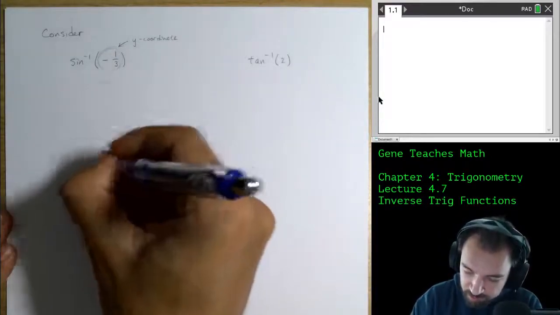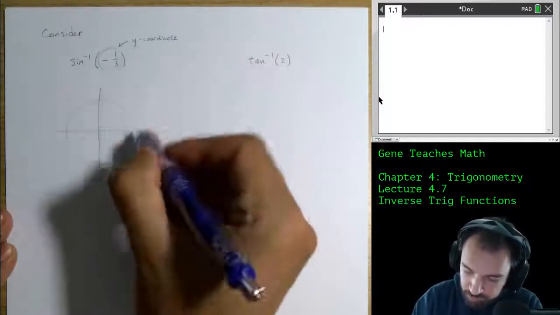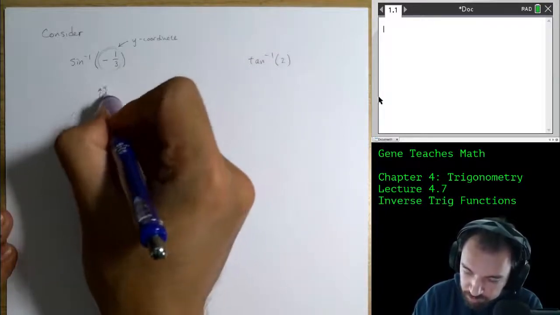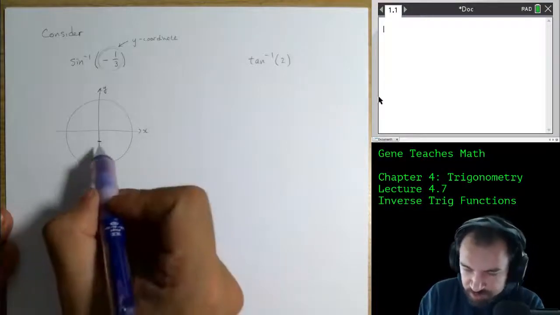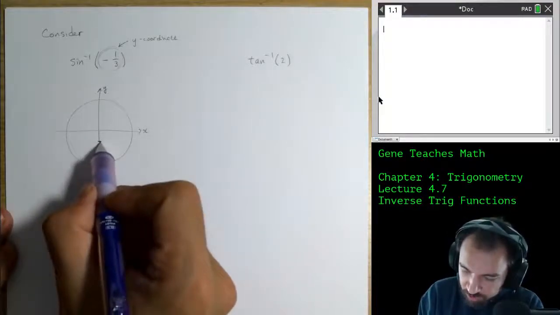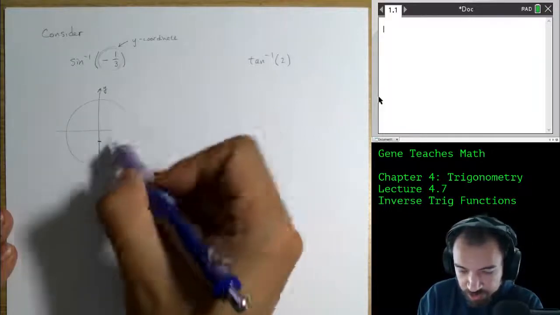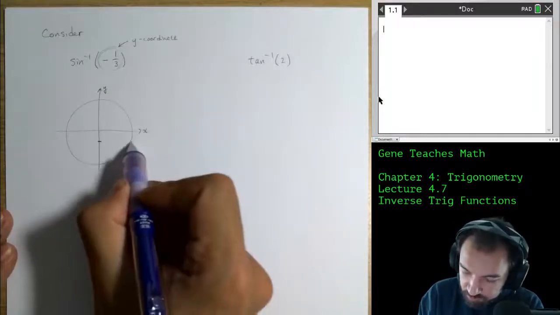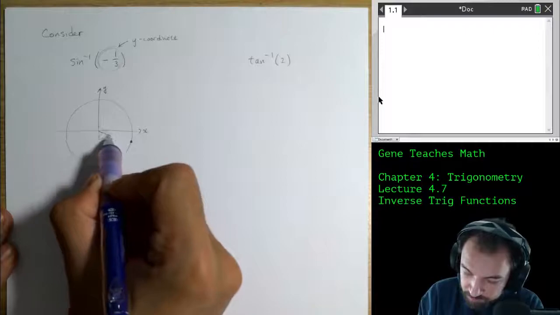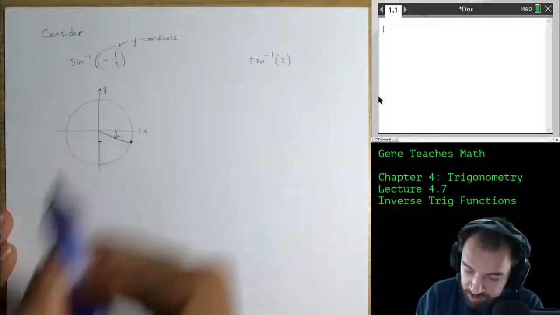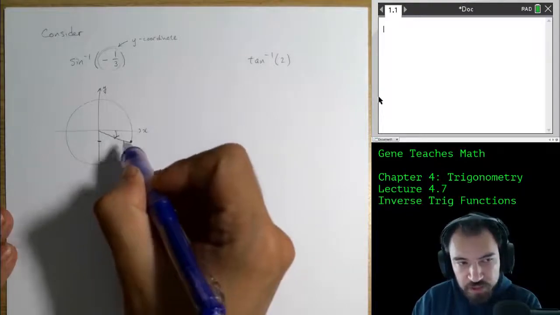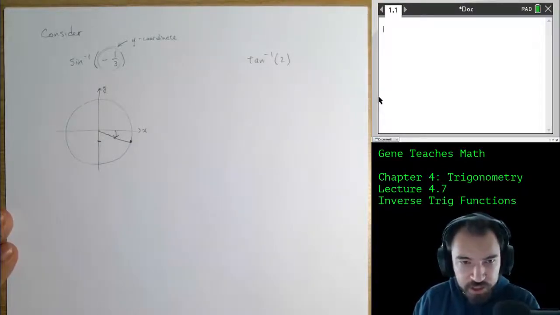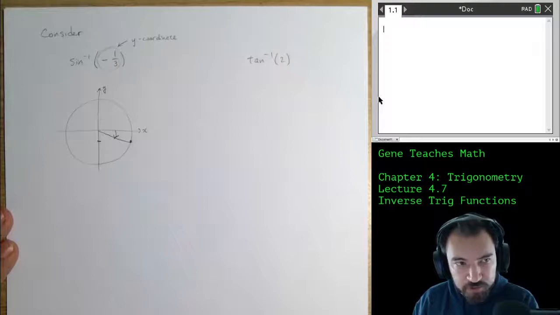So if I do a quick sketch, I need the y value to be about negative 1/3. I should say exactly negative 1/3. So I don't need to be over here because I can only get an angle on the right half of the unit circle. So I know my answer is going to be that angle right there. Okay. Now, this angle does not correspond to our 30-60-90 or 45-45-90 special triangles.